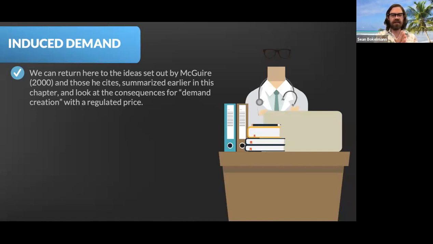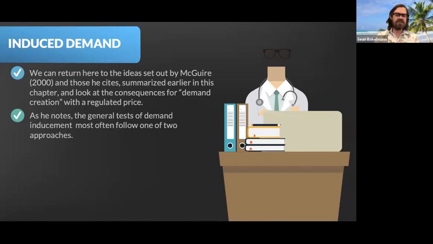So at this point now we can return to the ideas that we talked about earlier when we were talking about the McGuire 2000 study, and look for the consequences of demand creation or induced demand with a regulated price.